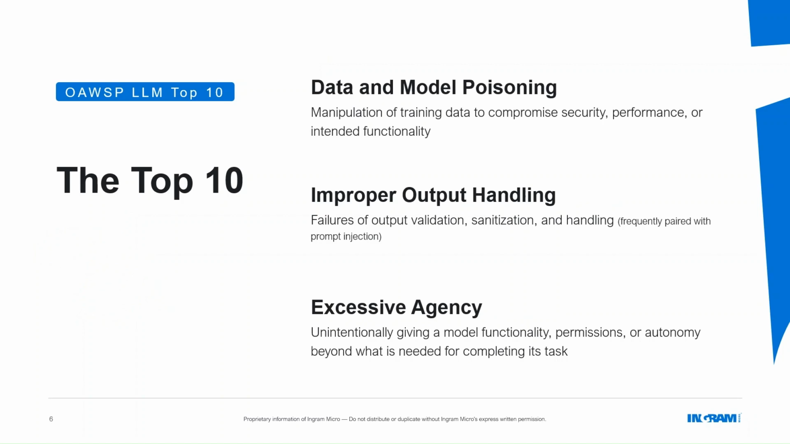Improper output handling is a failure of the output validation and/or sanitization and/or handling. This is often paired with prompt injection. Oftentimes the goal of prompt injection, specifically jailbreaking, would be to make some kind of improper output. Now, this can be as simple as misinformation, or it can be as complex as putting out code that would actually compromise the browser in which the AI is being interacted with, which is relatively extreme.